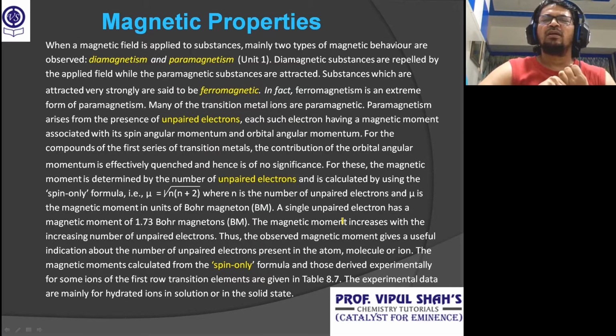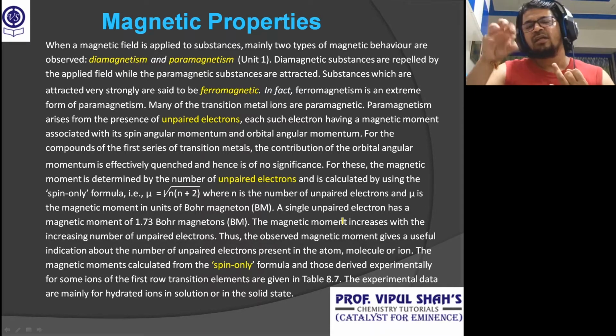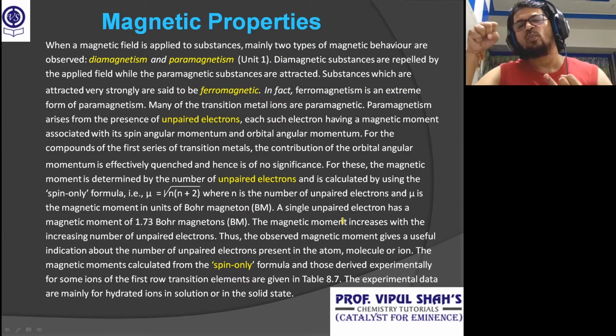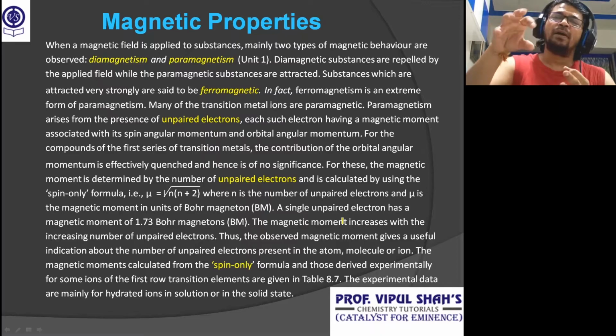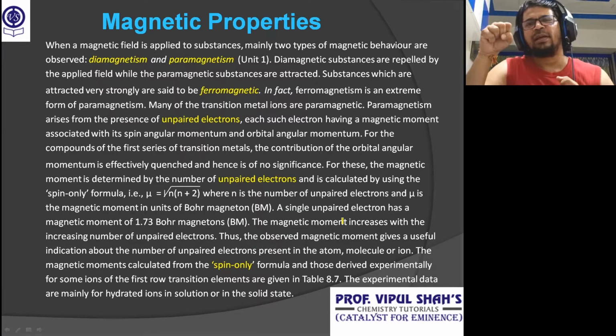Diamagnetism: the species shows diamagnetic character. They are repelled in a weak magnetic field. That's called diamagnetic behavior. Paramagnetic behavior: they are attracted in a weak magnetic field. And ferromagnetism: they are permanently attracted in a magnetic field. In other words, ferromagnetism is enhanced paramagnetism.